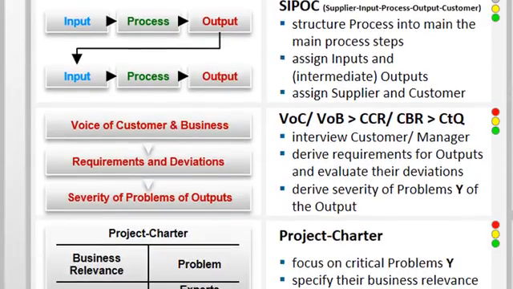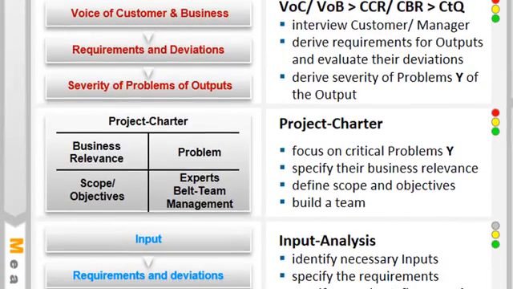The next tool of the define phase, voice to criticals, continues with the outputs of the SIPOC and the customer. Here it is necessary to ask the customer for their positive and negative feedback to these outputs. These voices of customer are translated into critical requirements and then into problems, which are the deviations from the requirements. A classification of these requirements according to the Kano model and the rating how well they are fulfilled leads to the severe problems, the critical to quality.